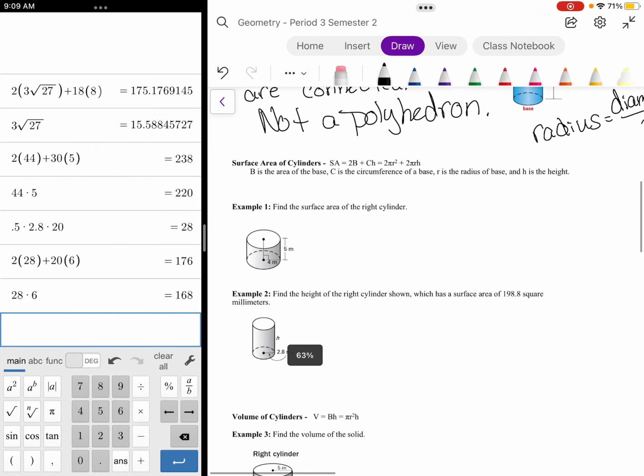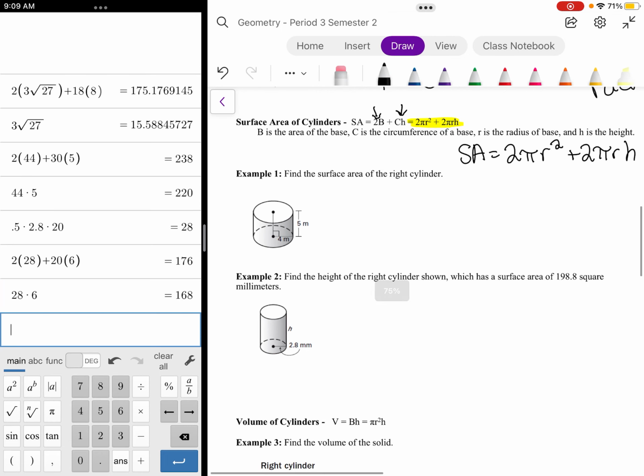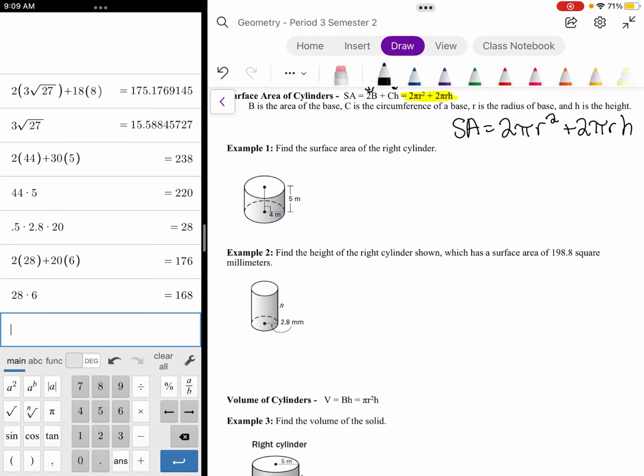When we're finding the surface area of a cylinder, we're going to take 2 times the area of the base, which is a circle, plus the circumference times the height. But to make that easier for us, we're going to plug in everything we know to get the formula 2 pi r squared plus 2 pi r h. And that's the formula we're going to be using for surface area. So we only have to figure out the radius and the height of a cylinder in order to find the surface area.